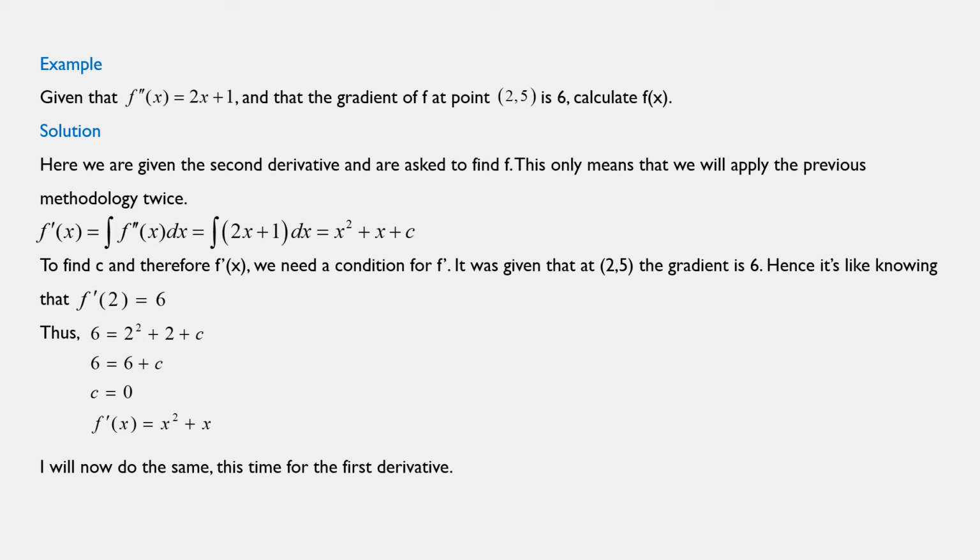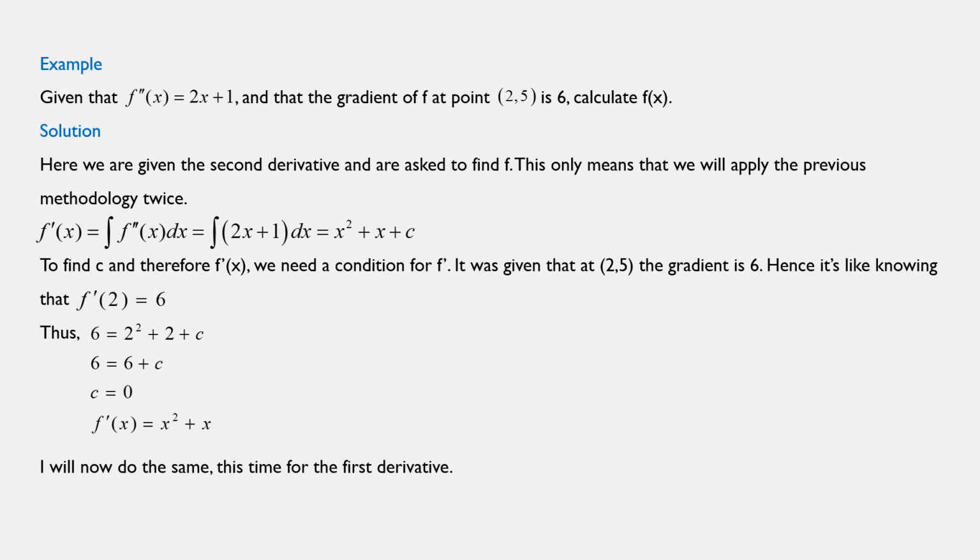To do that, I need to find a condition that is satisfied by the first derivative of f. Let's see what we've got. We were told in the beginning that the gradient of f at point (2, 5) equals 6. Well, remember that by gradient of f, we basically mean the value of the first derivative. So the gradient of f, f prime, at point (2, 5), at x equals 2, is 6. So basically f prime of 2 equals 6.